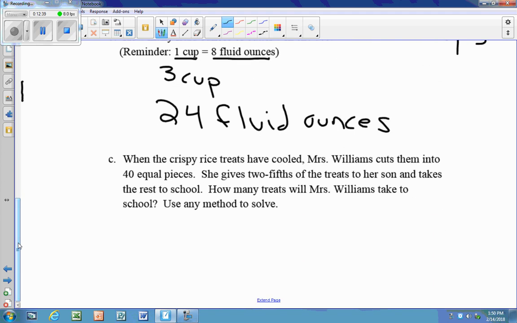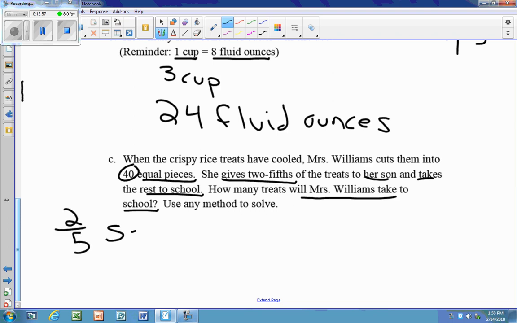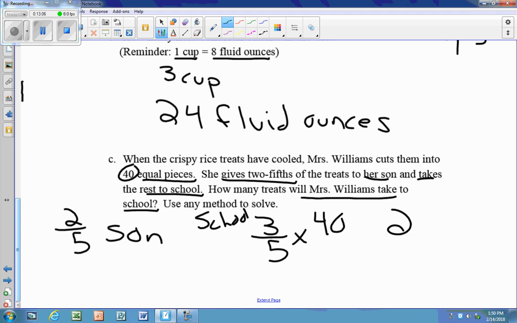And last, when the crispy rice treats have cooled, Mrs. Williams cuts them into 40 equal pieces. She gives 2/5 of her treats to her son, and she takes the rest to school. How many will she take to school? Well, if 2/5 are for her son, then 3/5 are for school. And 3/5 of 40 is 24 treats. And that's our mid-module review.